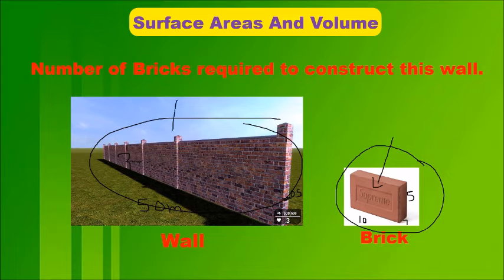After finding the volume of the wall and the volume of one brick, we have to divide the volume of the wall by the volume of one brick to get the number of bricks used to make this wall. Once again I can repeat this line. To find the number of bricks used to make this wall, we have to divide the volume of the wall by the volume of one brick.